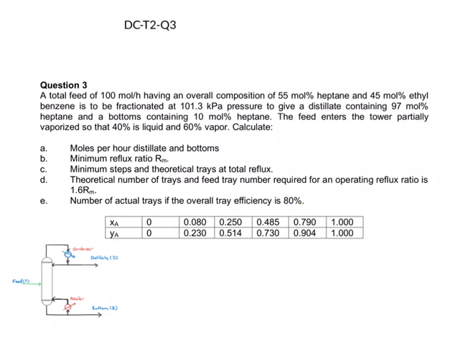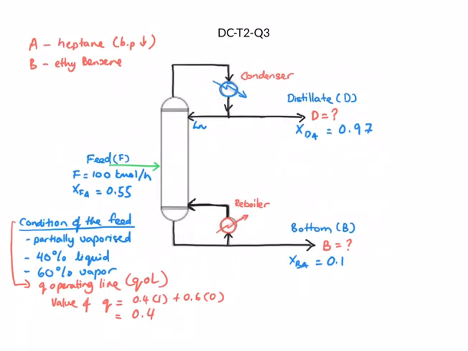80%. So these are the equilibrium data given to you, so you need to plot the equilibrium curve. Alright, with all the information given in the question, you need to draw the schematic diagram, and include all the data given to you in the schematic diagram. This schematic diagram can make your calculation easier later.